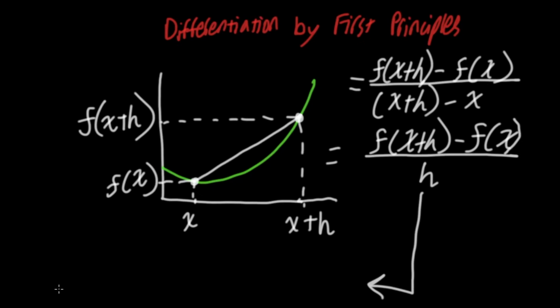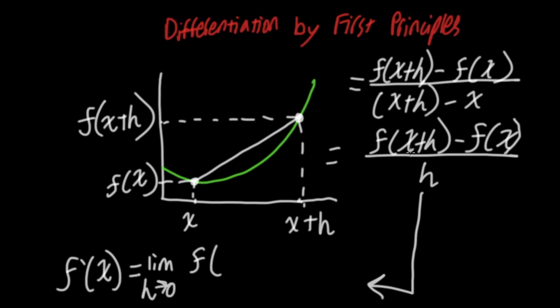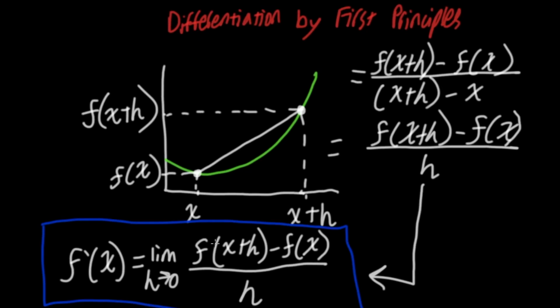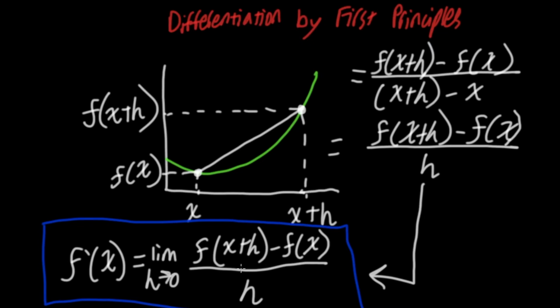And that equation is f dash of x, which just stands for the derivative, as h approaches 0. And then we put our equation that we found here. So f of x plus h minus f of x all over h. And that's our equation. And now we have finally arrived at our definition of our derivative. This is how we derive by first principles, using this equation.